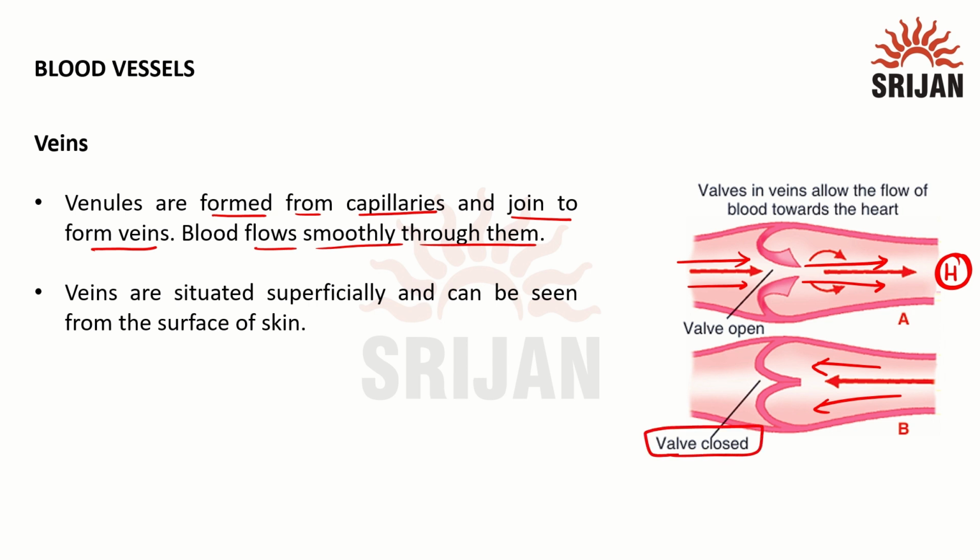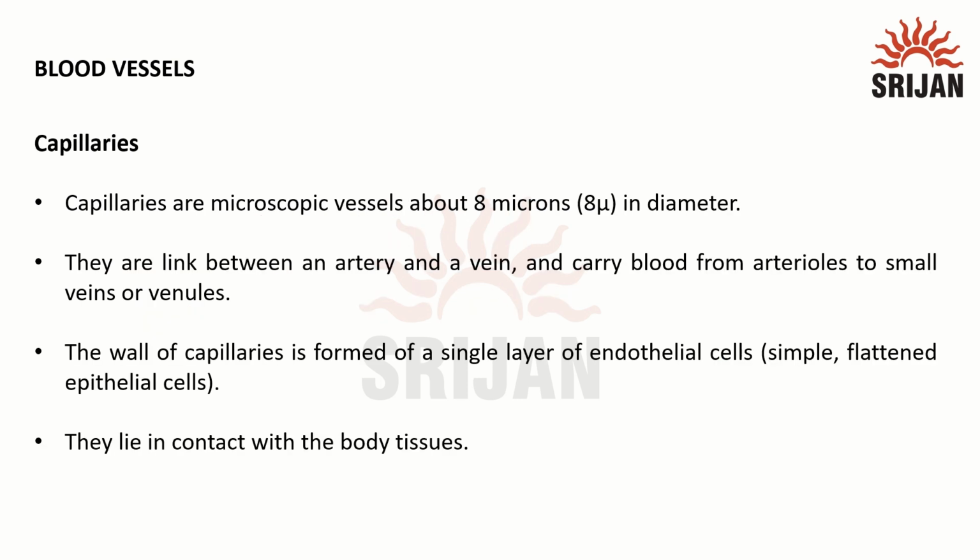Now if we see how and where the veins are located, they are situated superficially and they can be seen from the surface of the skin in cases of wrist, neck and so on. Now coming to the third type of blood vessel, that is the capillaries. Capillaries are microscopic vessels which are about 8 microns in diameter. They are the link between an artery and a vein and carry blood from arterioles to small veins or venules.